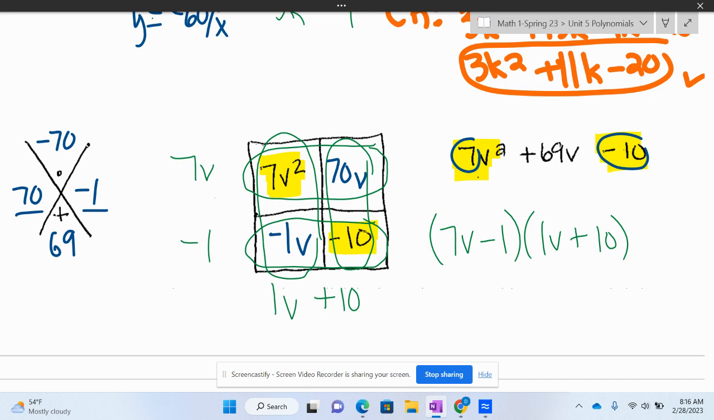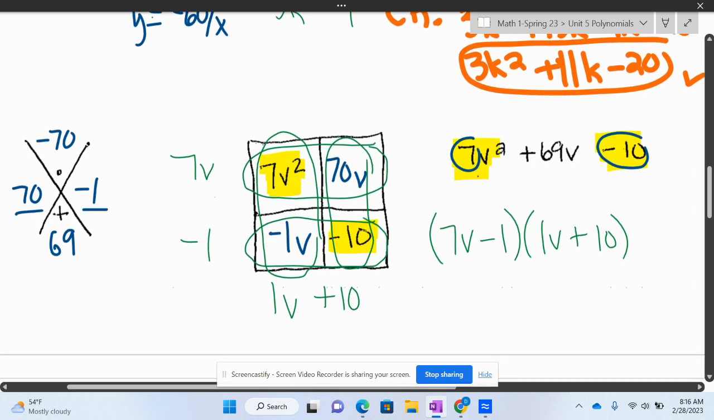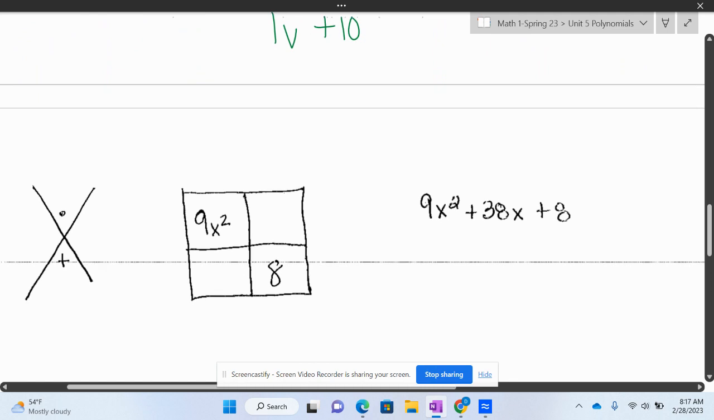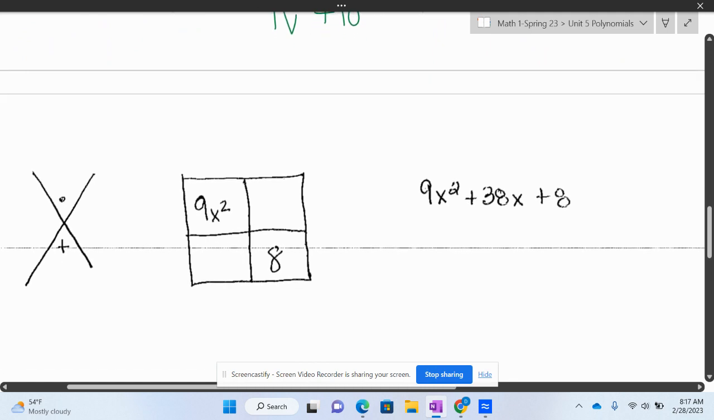Okay. Now, some of you were not here yesterday for the factor by grouping, so let's do the next one using the grouping method that we learned yesterday. Is that okay? All right. So I'm going to do this one. I'm not going to use the box for this one. This one we're going to do by the grouping method that you learned yesterday.